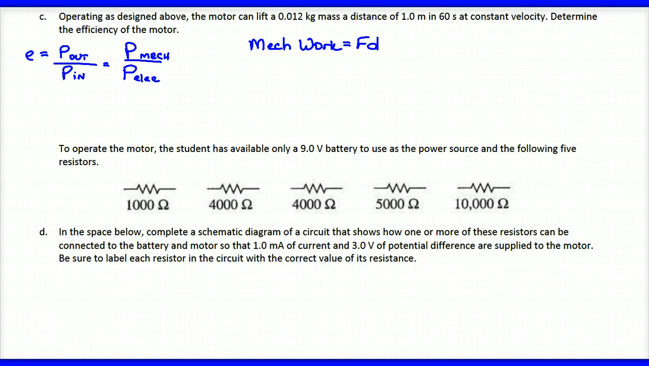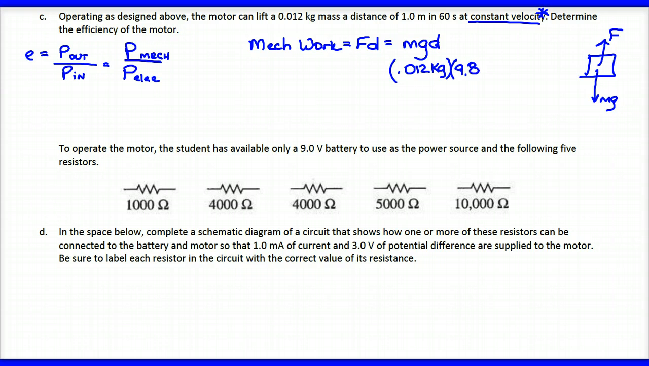The minimum lifting force, if I'm moving it at a constant velocity, is simply going to be the weight of the 0.012 kilograms. So force times distance is going to be mg, that upward force, times the distance. If I were to sketch a quick free body diagram, whatever lifting force I apply needs to be equal to the weight in order to move it at a constant velocity. So mgd, sounds like a beer commercial, but anyway, 0.012 kilograms times the acceleration due to gravity, 9.8 meters per second squared, times the distance of 1 meter.